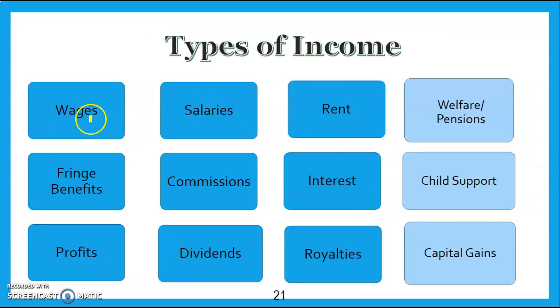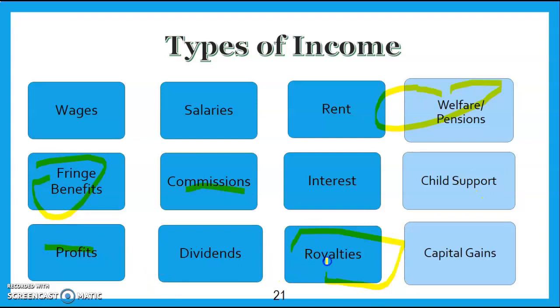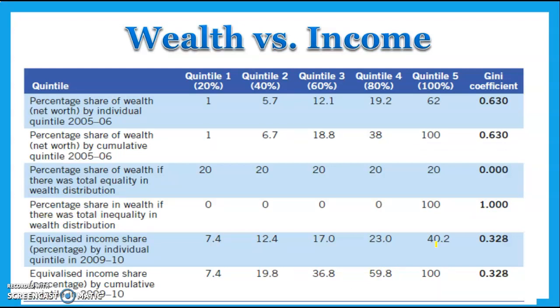So types of income: wages, salaries, rent, welfare and pensions. So if you're on support from the government, fringe benefits, they're things like when your employer gives you other benefits, like they might give you free holidays or a company car and things like that. Some people are on commissions because they sell things, so they get paid the more they sell. Interest, profits if you run a business, dividends, royalties if you sing songs or write books, and capital gains when your share prices increase or when you have property that you sell for a higher price than what you bought it for, investment properties. So essentially, the distribution of wealth is a lot more uneven than the distribution of income. We'll talk about that a bit more in the next video.